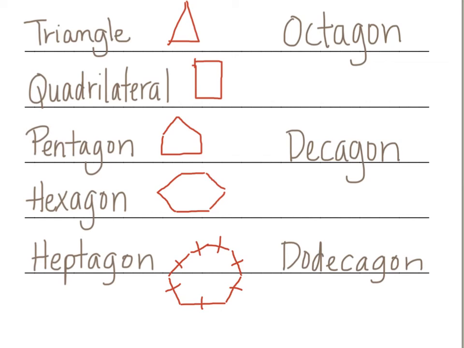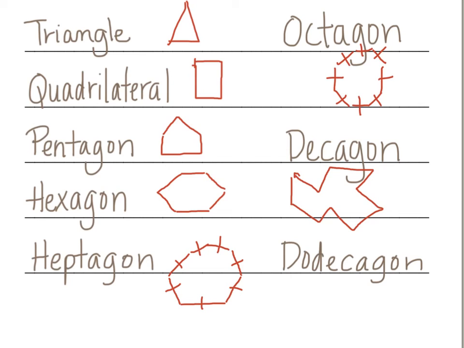Octagons would have 8 sides. These are a little bit easier to draw. 1, 2, 3, 4, 5, 6, 7, 8. That shape should look familiar to you as a stop sign. So there we have an octagon. Now, a decagon is kind of neat. It has 10 sides, but they can be all over the place. So I can go 1, 2, 3, 4, 5, 6, 7, 8, 9, 10. So long as I have 10 sides, I've got a decagon.